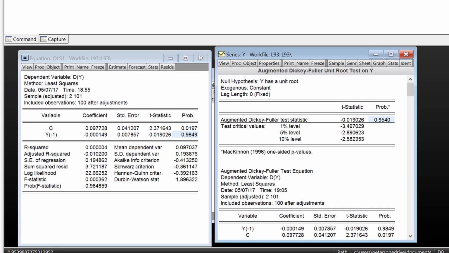eViews also reminds you that the null hypothesis is the presence of a unit root. The humongous p-value tells us that we should not reject this. Of course, not rejecting doesn't mean that we have to accept that there is a unit root, but we can at least not claim that the stability condition is satisfied. So we should really work under the hypothesis that the data is non-stationary.